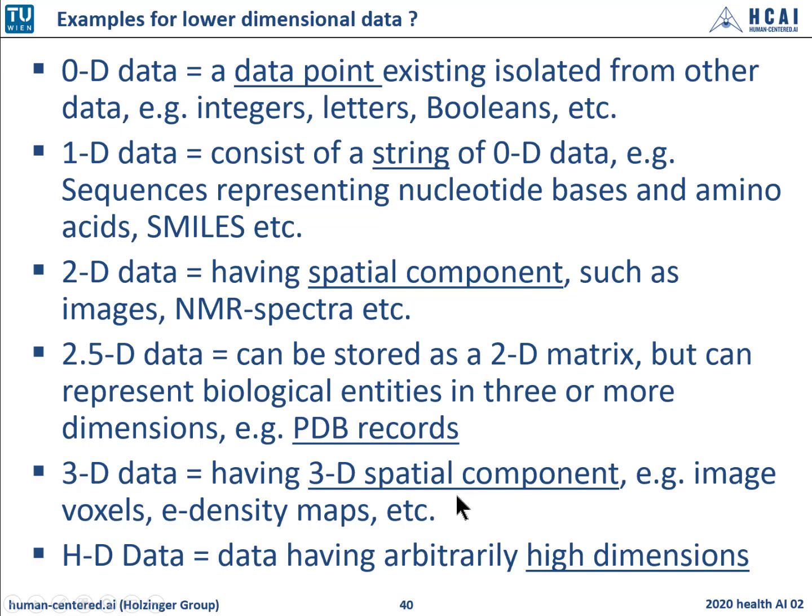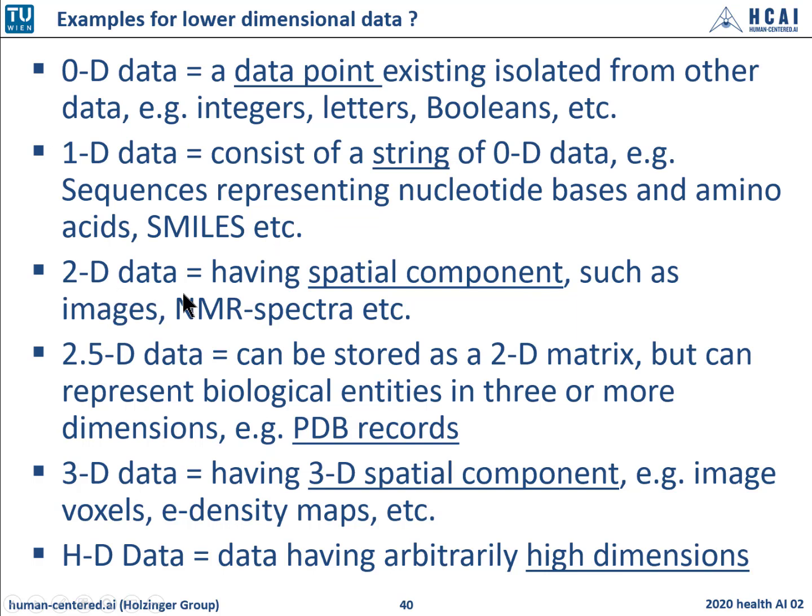Examples for lower dimensional data. So far we have spoken about high dimensional data, but back to some physical diversities in engineering, physics and so on, we have the variable property of a subject. Zero-dimensional data is just a data point existing isolated from other data, for example integers, letters, booleans. One-dimensional data consists of a string of zero-dimensional data, for example sequences representing nucleotide bases and amino acids. SMILES is a typical example.